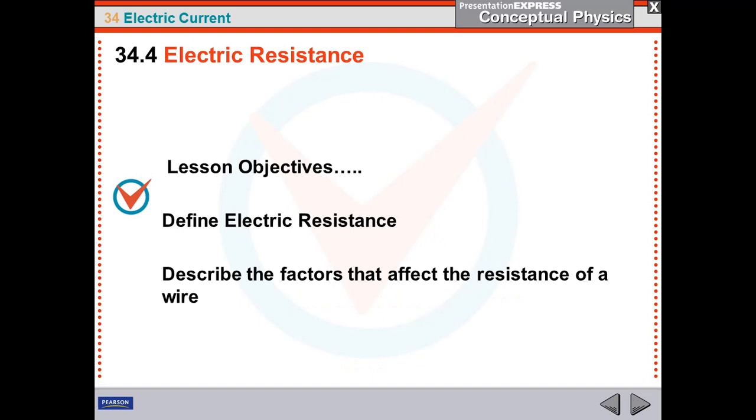At the end of the lesson, you will be able to define electric resistance and describe the factors that affect the resistance of a wire.